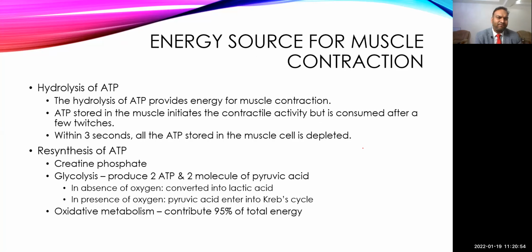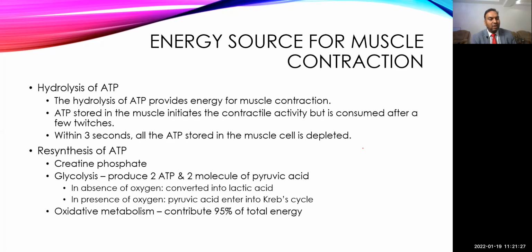The first source of energy for muscle contraction is hydrolysis of ATP. The second source is resynthesis of ATP from creatine phosphate. The creatine phosphate will release energy, and that energy is utilized for the formation of ATP. The next source of resynthesis of ATP is glycolysis, where anaerobic metabolism occurs and converts into 2 ATP and 2 pyruvic acid.